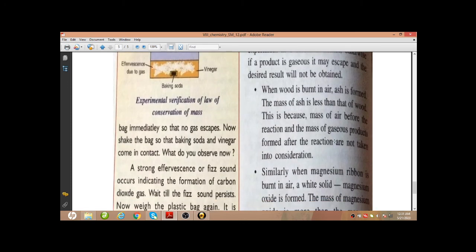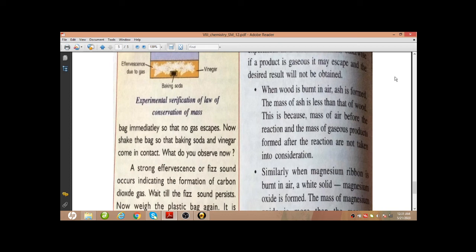Now in a few cases, apparently it can be seen that the law of conservation of mass is not true, it's not matching, or we are not getting the desired result. So what are those cases?